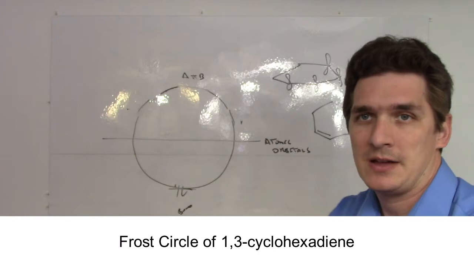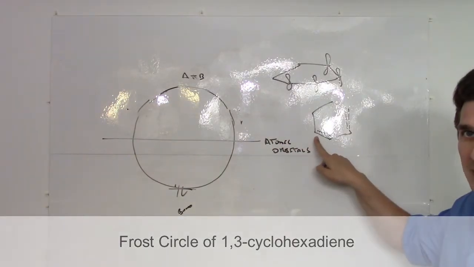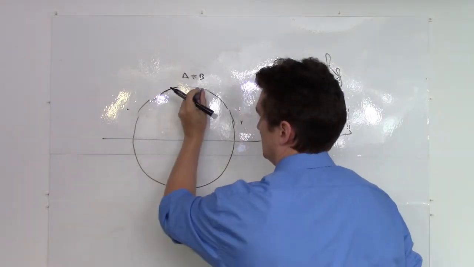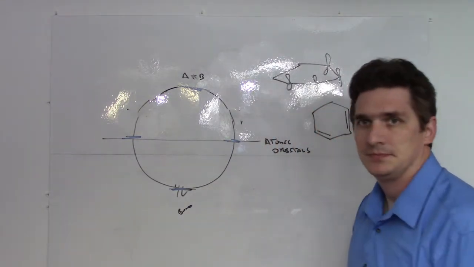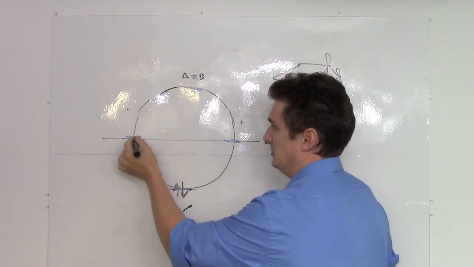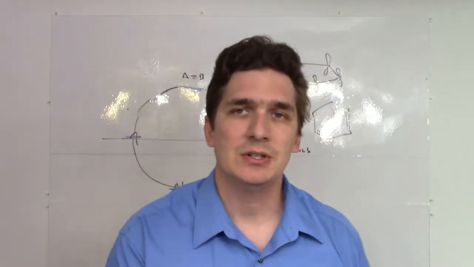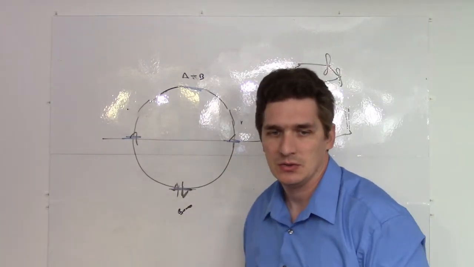Well, in this case, we've got 4 p orbitals because we have 2 pi bonds. 1, 2, 3, 4. So we'd end up with 1, 2, 3, 4. Now, how many electrons do we have? We've got 1, 2, 3, 4 electrons. So in a structure like this, we'd expect to have 2 in the bonding and 2 in the non-bonding orbital.